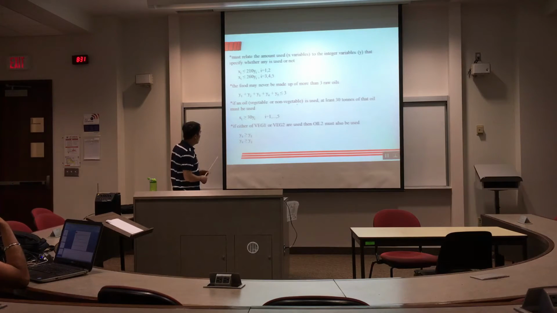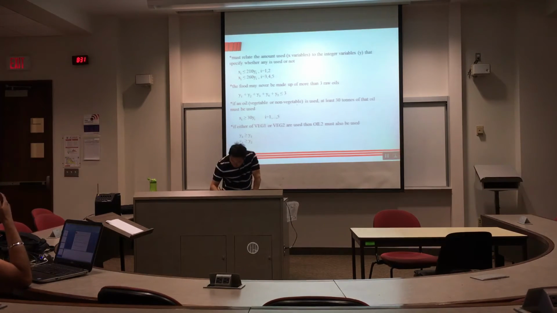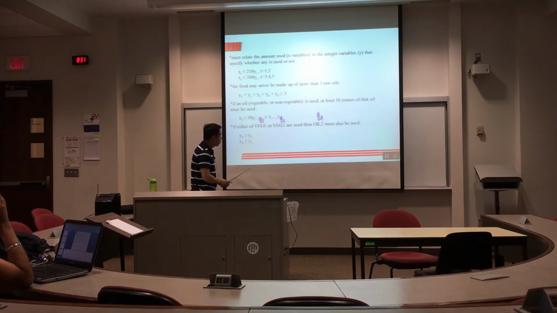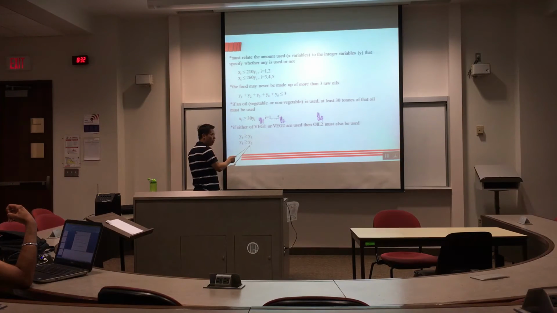Okay. So the last one says if either veggie 1 or veggie 2 is used, then oil 2 must be used. Oil 2, the corresponding variable is y4, right? And this is y1, this is y2. And that's actually exactly what we have in the previous example, right? So if y1, y2, either one of them is 1, then y4 will be 1, okay? Because y4 is always larger than or equal to y1.